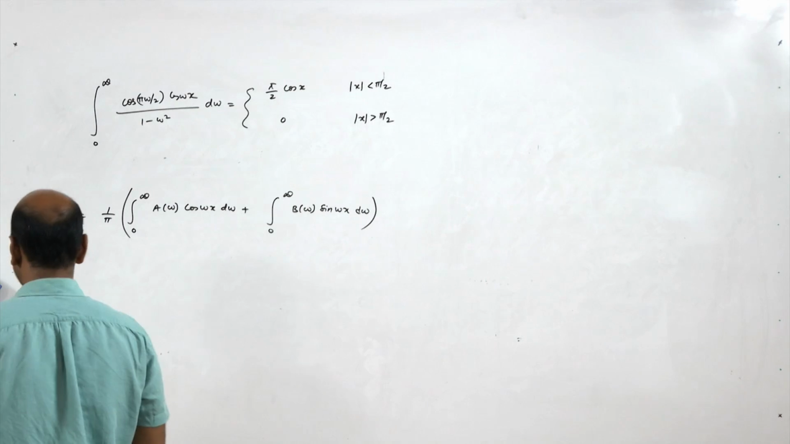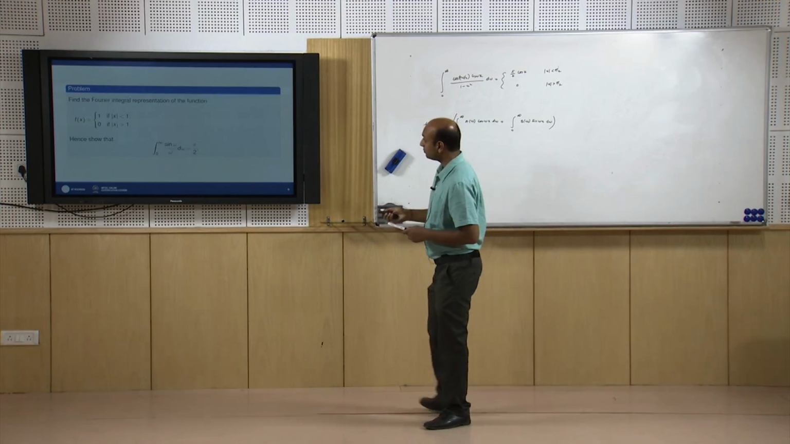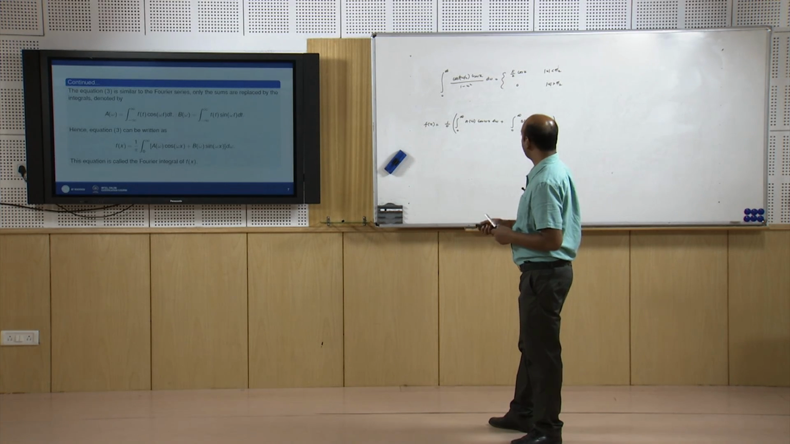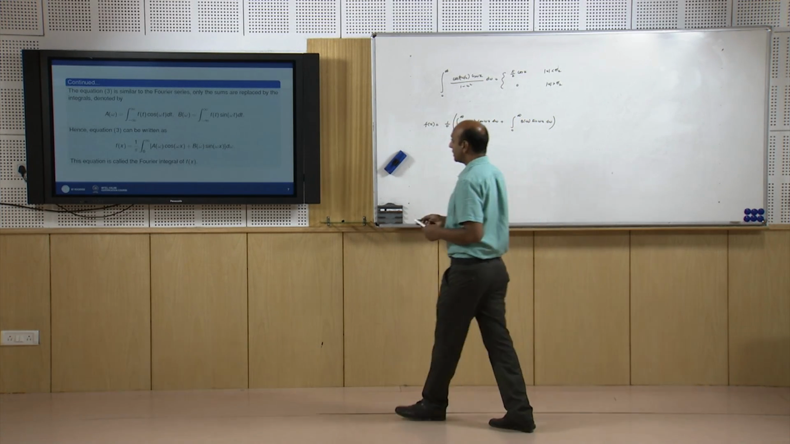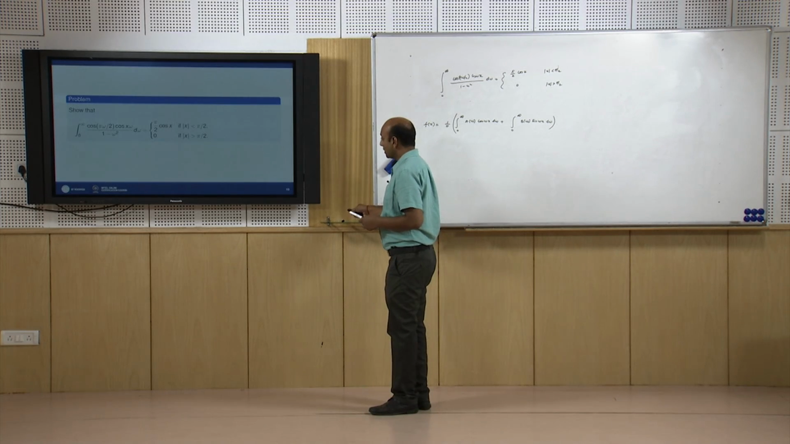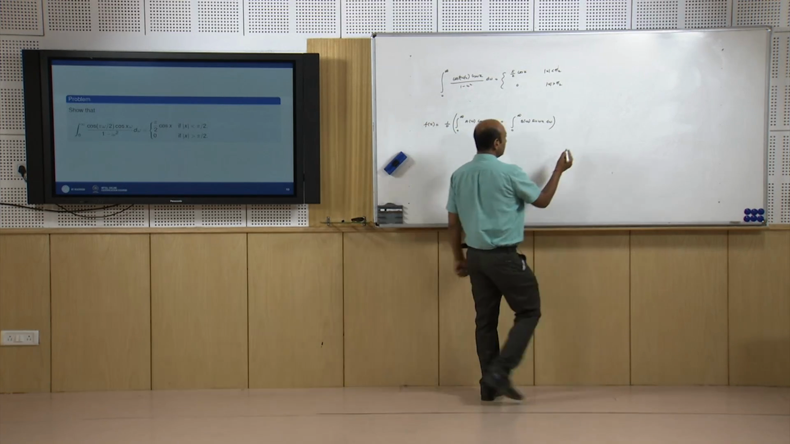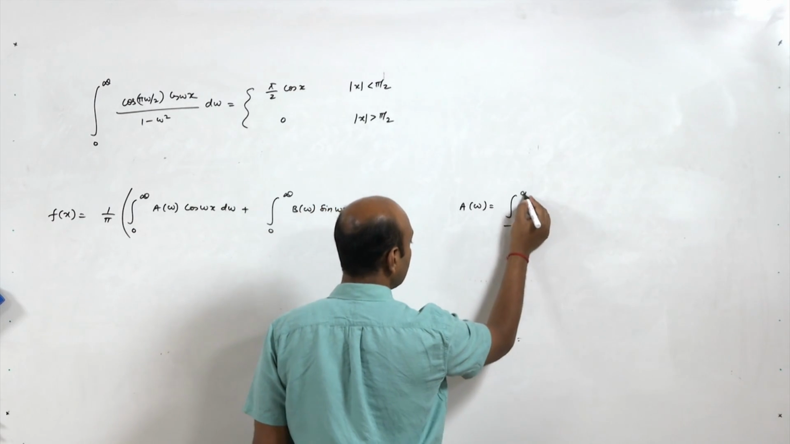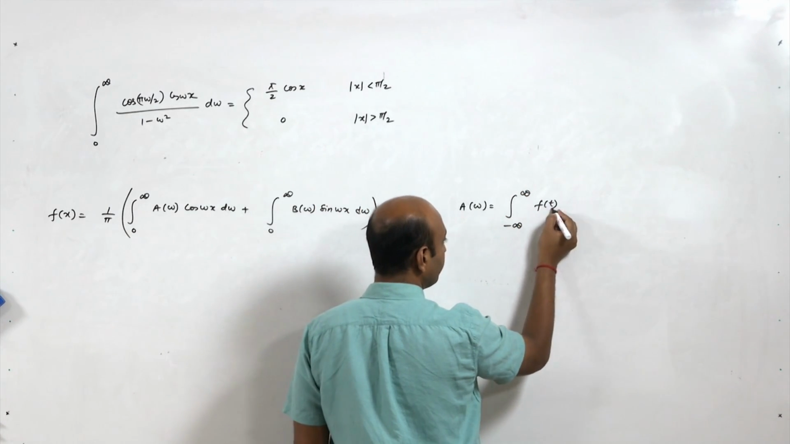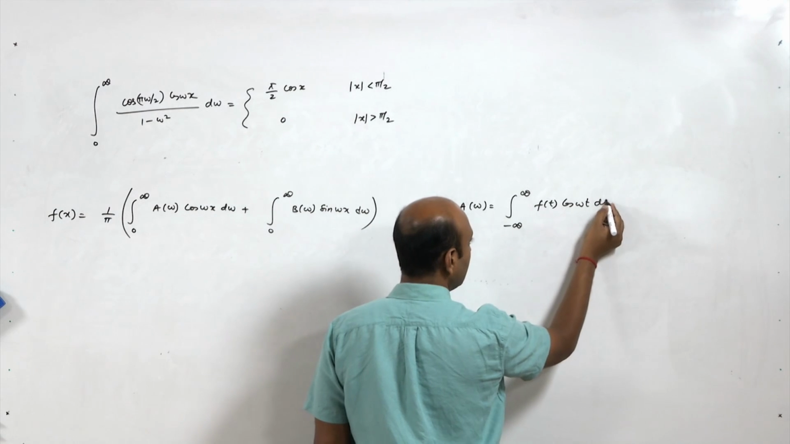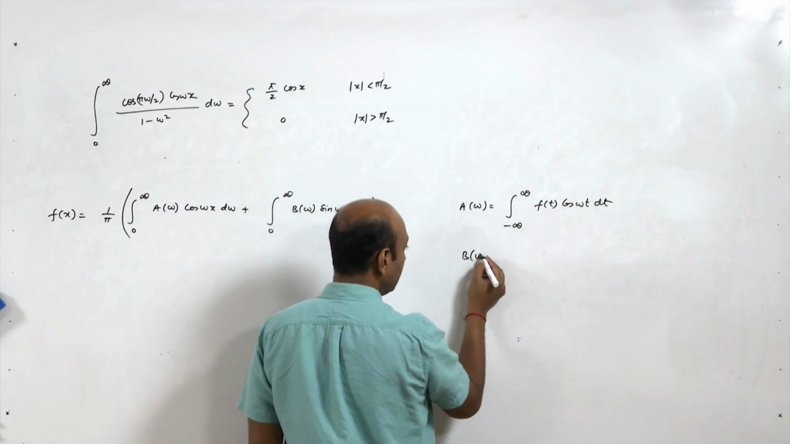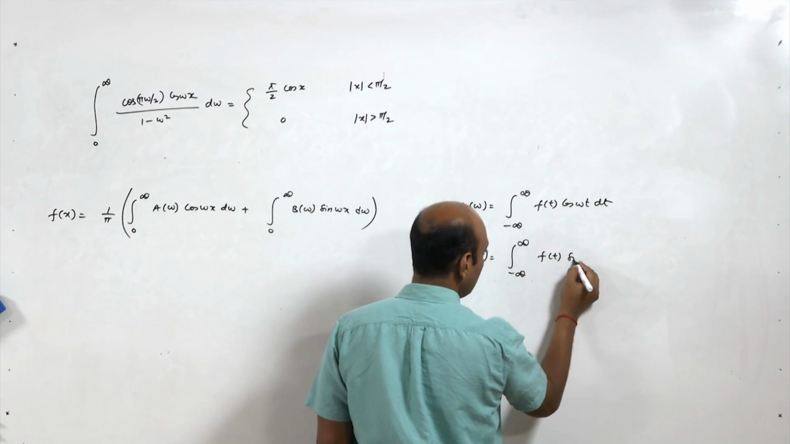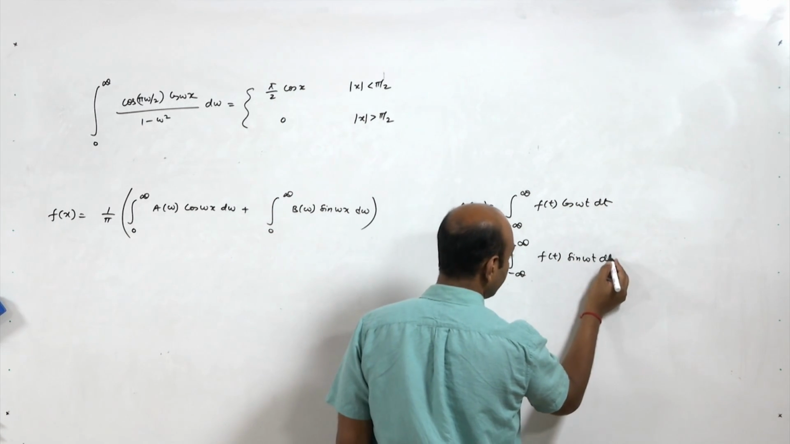Okay. Is it so? The Fourier integral representation is the integral of [A(ω) cos ωx + B(ω) sin ωx] dω, and here it is dt. Now what is A(ω)? A(ω) is the integral from minus infinity to plus infinity of f(t) cos ωt dt, and B(ω) is given by the integral from minus infinity to plus infinity of f(t) sin ωt dt, that we already know.